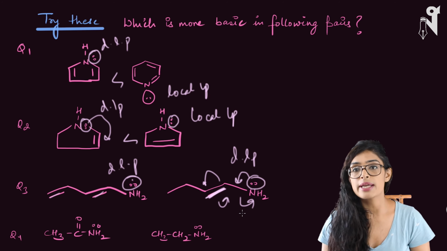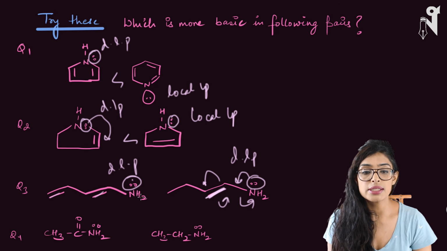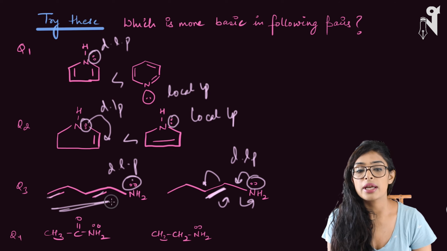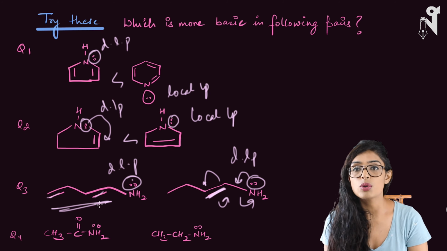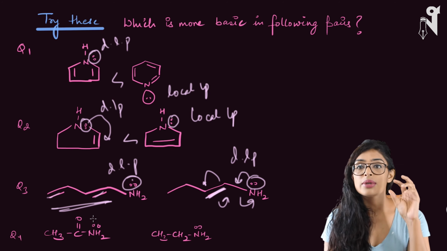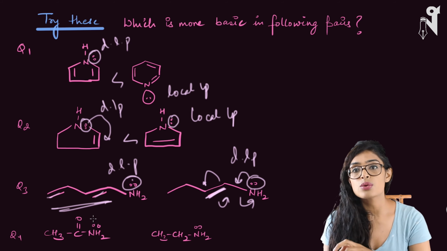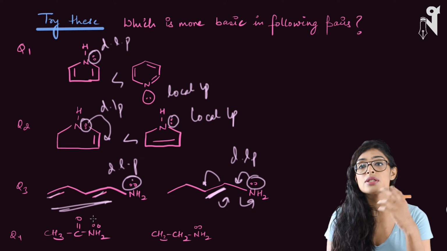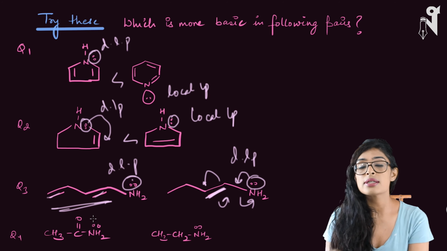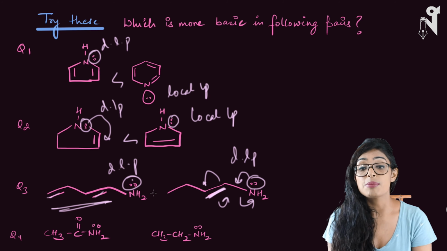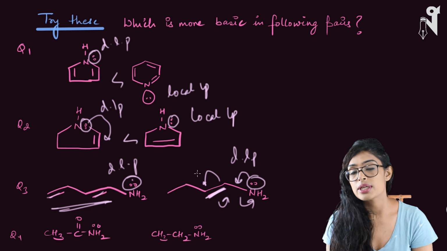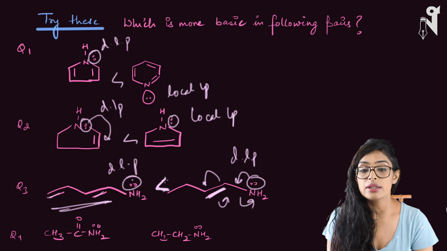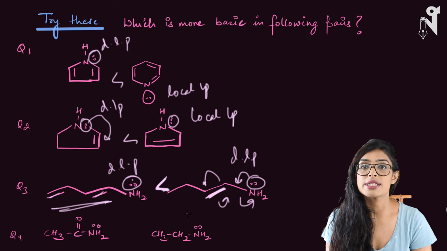So at least 50% of the time the lone pair will be with the nitrogen, but in this case more resonating structures are there, and the lone pair spends less time with the nitrogen. If the lone pair is with nitrogen less often, that means nitrogen is not going to show its basic strength as often, because in very few cases it is getting the lone pair with itself. Hence the basic strength for the one where there is less conjugation will be more. Here the delocalization is less, hence the basic strength is more. Wherever the delocalization is less, basic strength will be more.